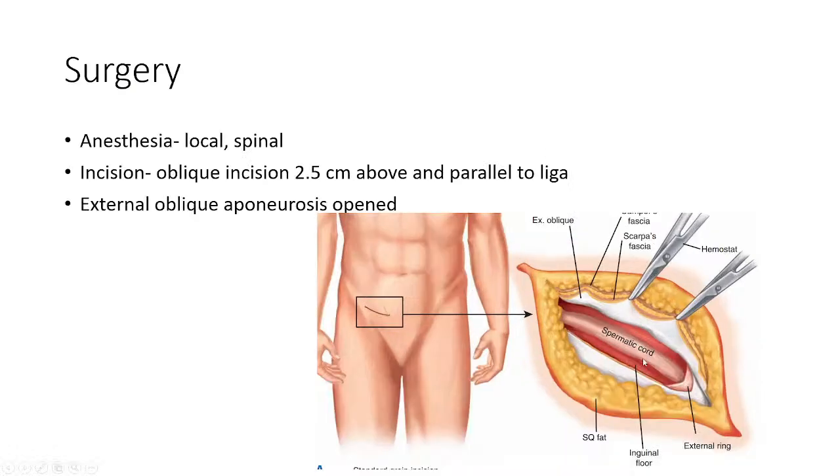We use local or spinal anesthesia. The incision is about 2.5 centimeters above and parallel to the inguinal ligament. The external oblique aponeurosis is opened; this is the view from the front, that was from the sagittal. Above is the external oblique, upper part, lower part, then we reach the inguinal canal, and this is the spermatic cord.